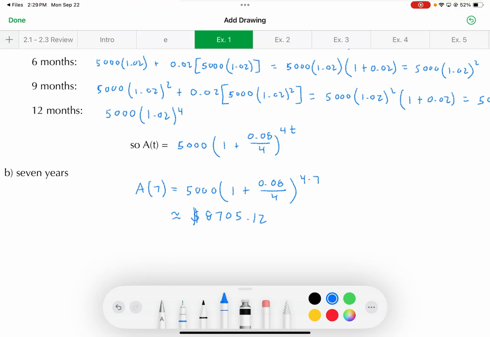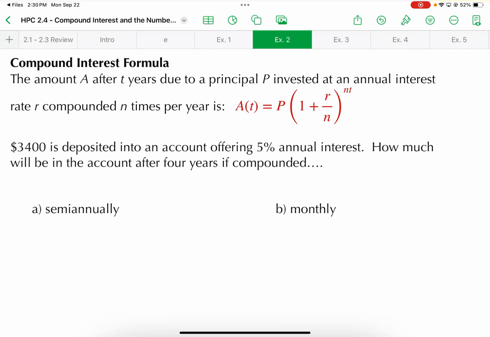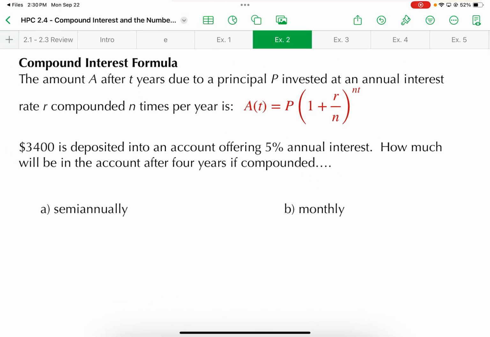Okay, so what we just came up with for A of t, we can generalize that for any compound interest scenario, okay? And I have that formula on the next page, example 2. So our compound interest formula is A of t equals P times 1 plus R over N to the power of N times T. So P is the same as before, R, our interest rate expressed as a decimal. N is the number of times we're compounding. And then T is still our time in years.